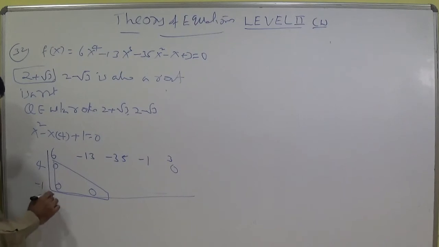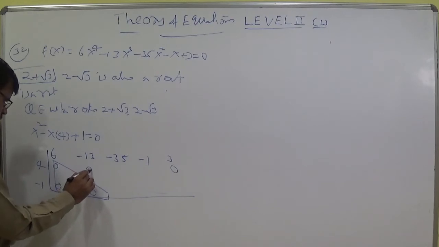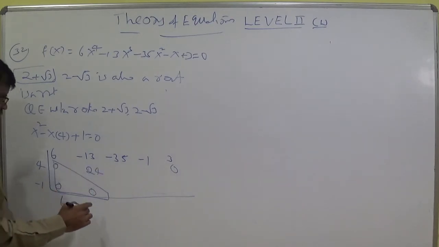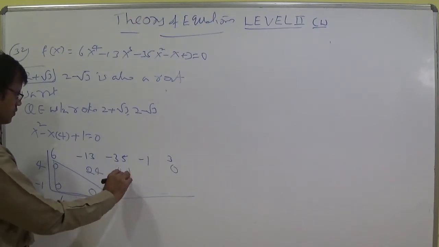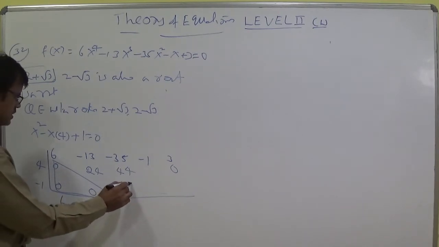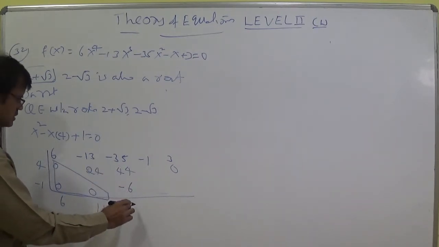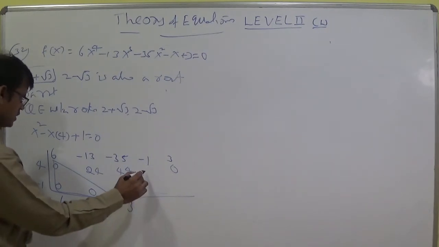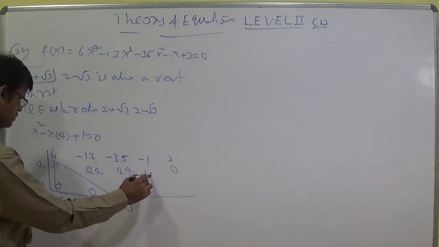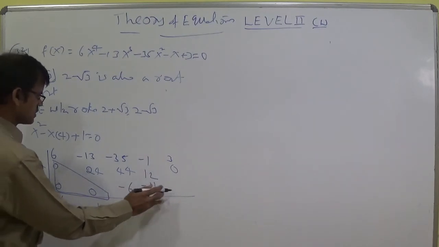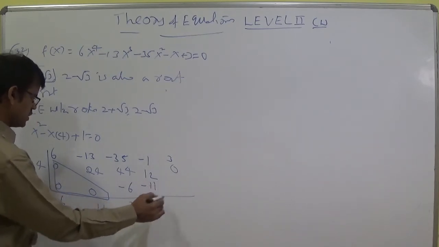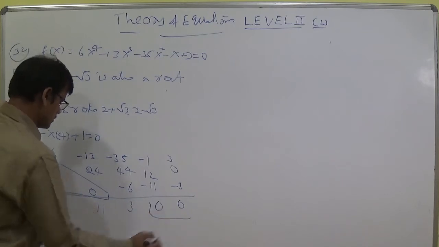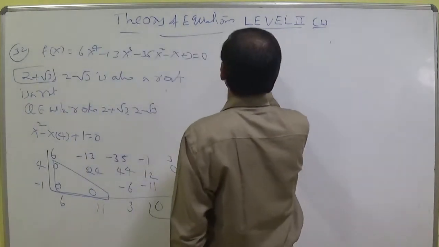Put here 4, minus 1, 6. This 6 will be multiplied with 4, so 24. 24 minus 13, 11. 11 4s are 44. This is 6 into minus 1, minus 6. 44 minus 41 is 3. 3 4s are 12. 11 into minus 1, minus 11. So it is 0, of course it is 0. 3 1s are 3. 3 into minus 1, minus 3. It is 0. So g of x we got.